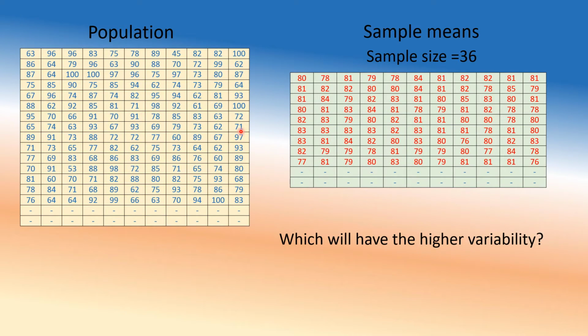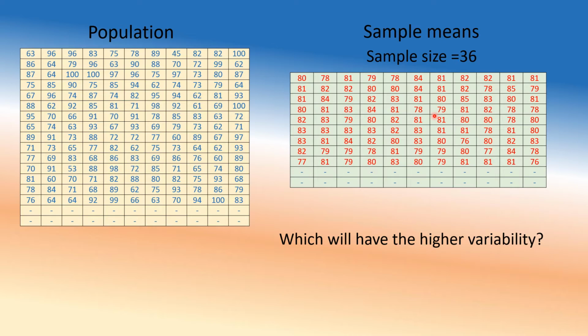Okay, let's go to the next stage. Which of these two will have higher variability? That's a bit of an interesting question. Look at the numbers carefully. Look at the blue numbers, the population: 63, 96, 96, 83, 75, 45, 97, 61. Now look at these: 80, 78, 81, 79, 78, 84. This tells you right away that the sample means will have a lower standard deviation.